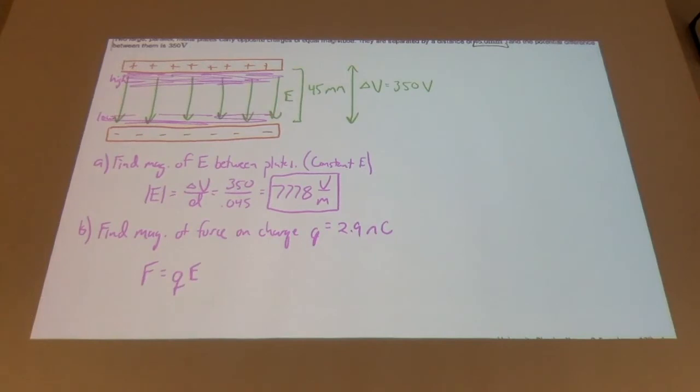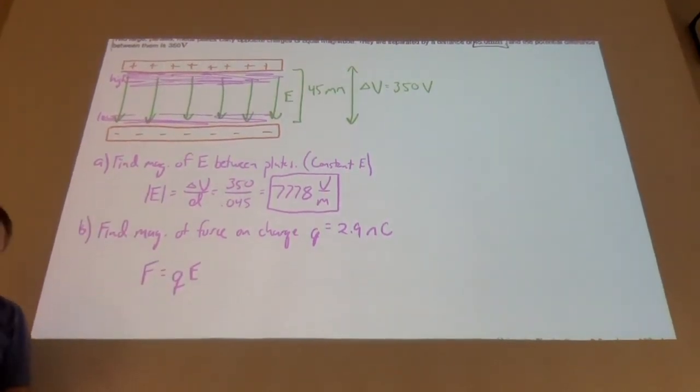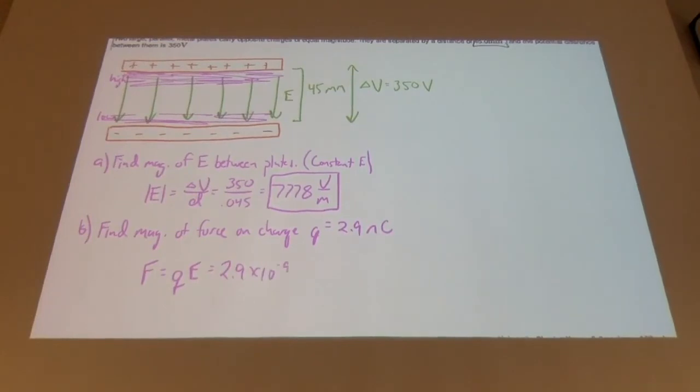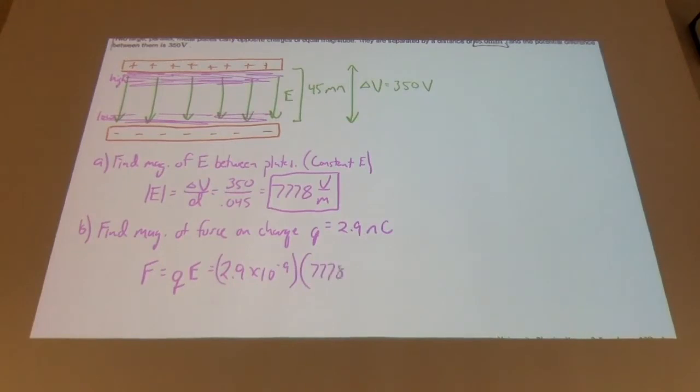So I know the electric field that already exists. I'm going to drop a charge in there and see what force it experiences. So 2.9 nanocoulombs is 2.9 times 10 to the minus 9 coulombs. And the electric field is 7778. And that gets everything in consistent units. And when you multiply those, you will get newtons. You should get 2.26 times 10 to the minus 5 newtons of force on the charge in that region of space.